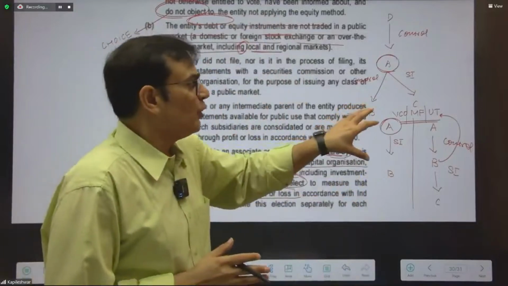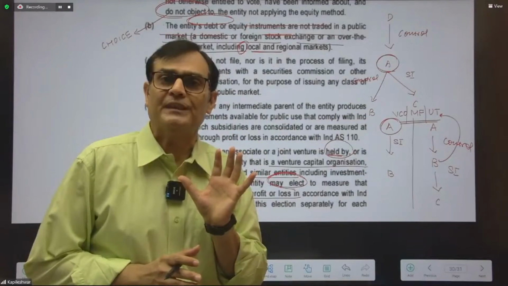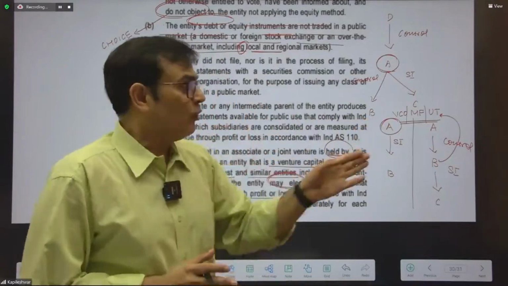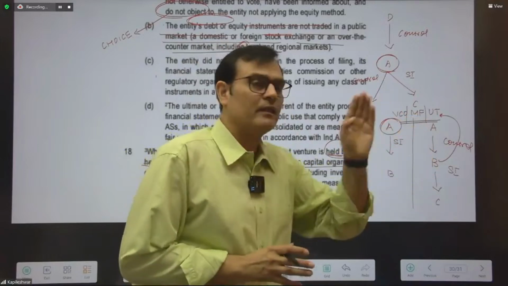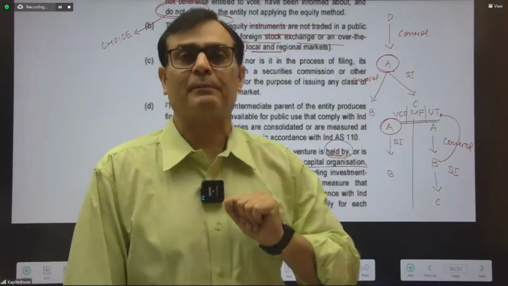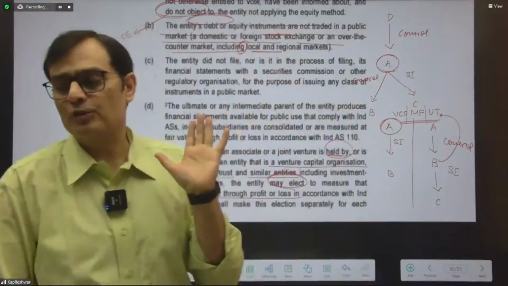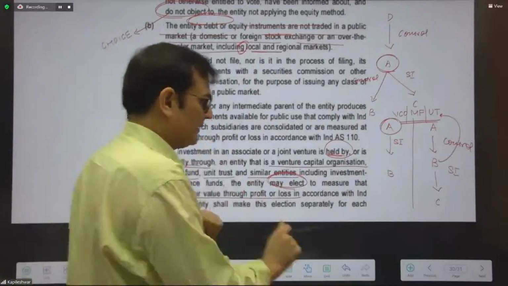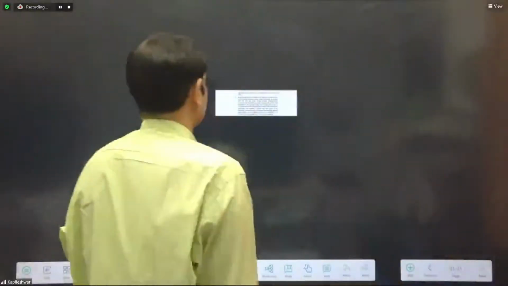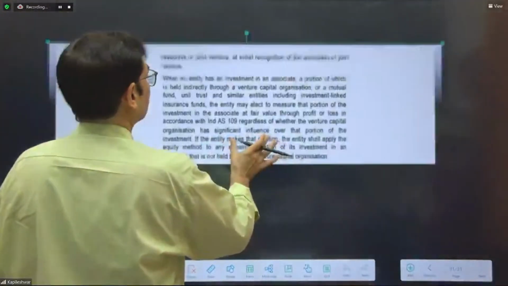So when you yourself is a venture capital organization, MF or UT, you get a choice, or you've got a significant influence through a subsidiary and your subsidiary is a venture capital organization, you get a complete choice. I hope that is also pretty clear. So I think the para number 18 is very clear. Let's, I think, take it further. Let's take it further, then we'll do some practical illustrations on this.